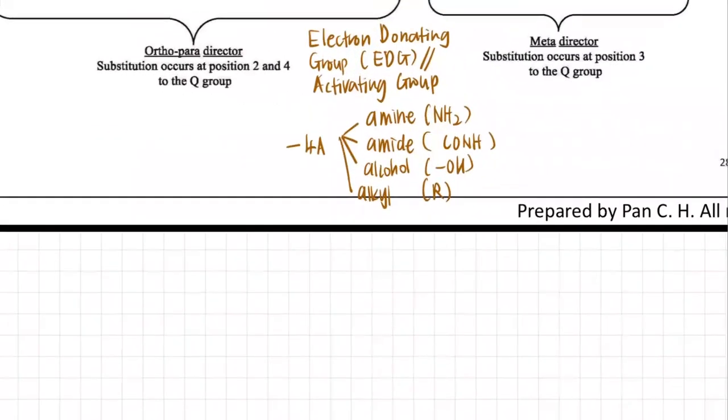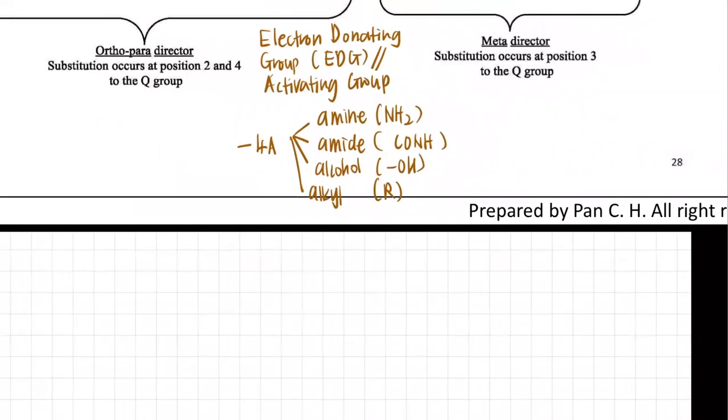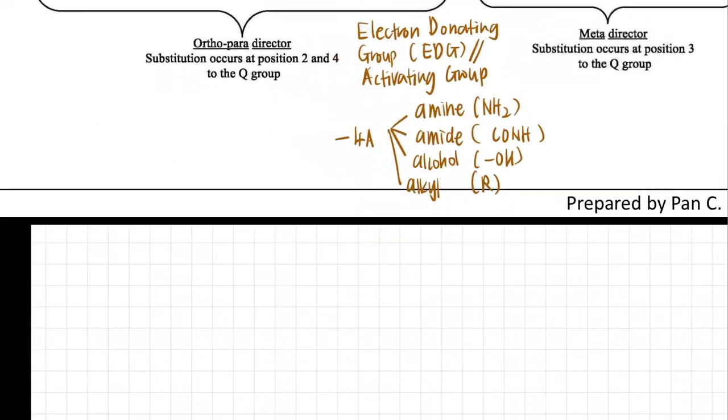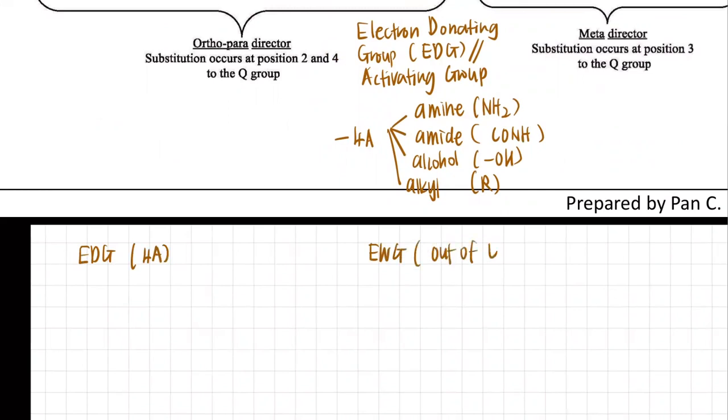Okay, so we have these four. You just remember these four, then it will be enough. The other ones out of these four will be electron withdrawing groups. So you just remember these four, like EDG, electron donating groups, your 4A. And EWG, electron withdrawing groups, are out of 4A.